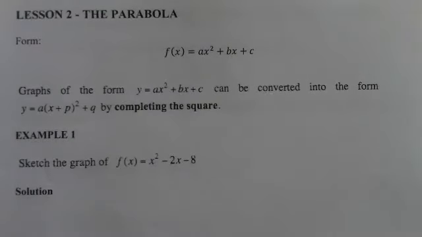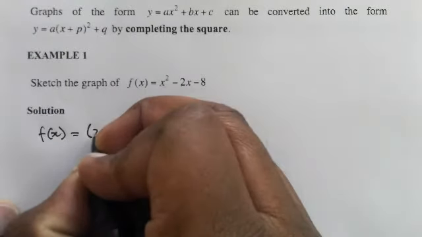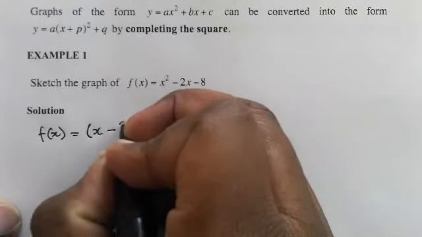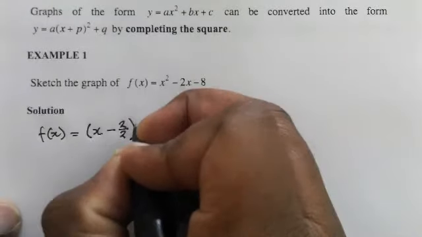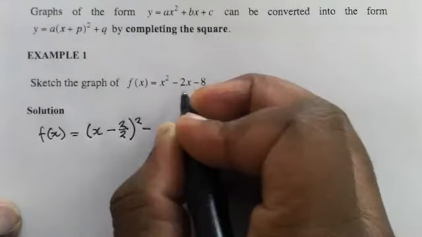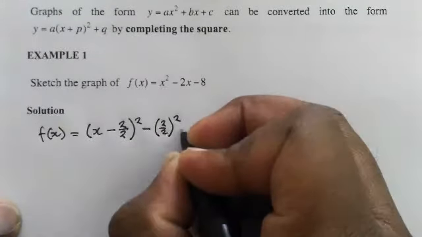Just to remind you quickly how you complete the square for this graph here. So f of x becomes equal. My preferred method of completing the square is this. I prefer to say x minus, you see that 2 there? You take that 2. Everything is divided by 2 when you complete the square, right? Squared minus, then I take this 2 again over 2, I square that, and then minus 8. That is how I prefer to complete the square.